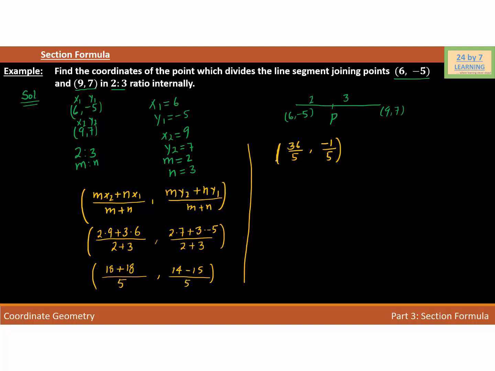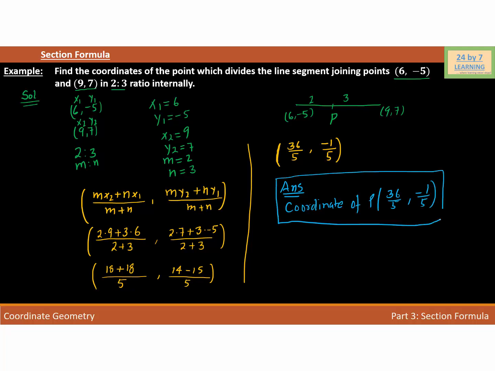So basically this is the coordinate of point P. So I can write my answer as the coordinate of P as (36/5, -1/5). And this is my answer for internal division of a line segment. And this is how we'll solve any mathematical problem involving internal division.